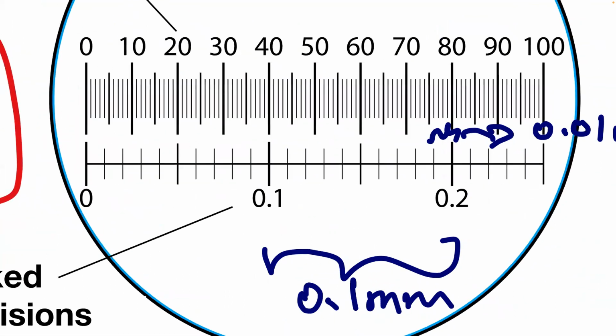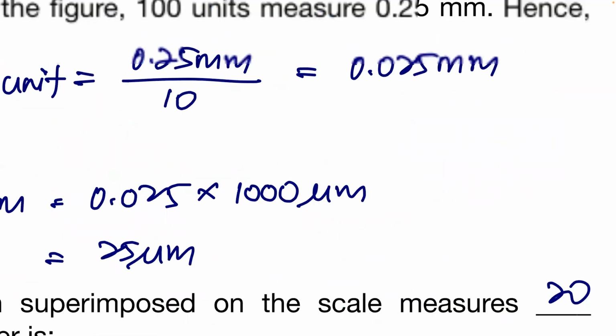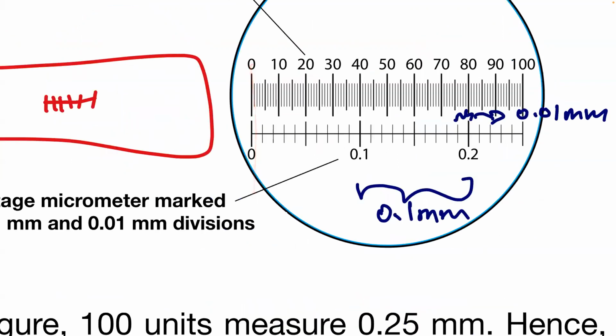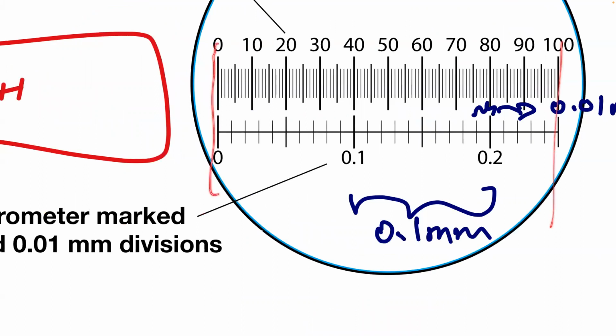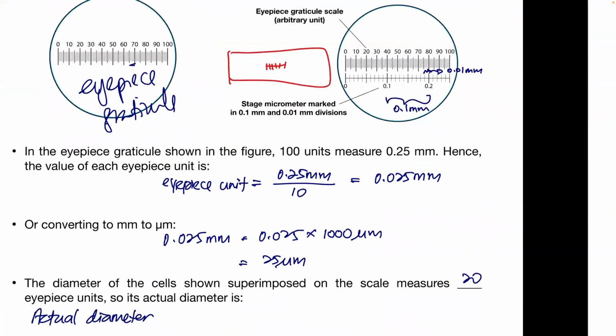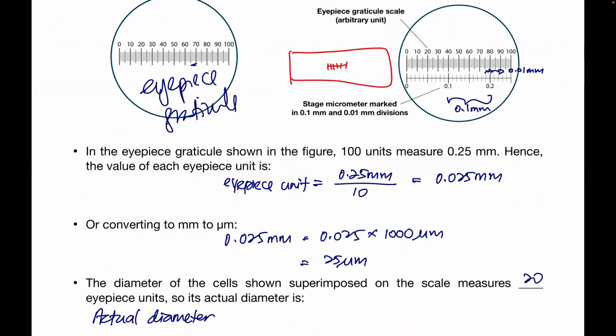In this case, we see there are 40 divisions on the eyepiece reticule, and that corresponds to 0.1 millimeter. Oh, hold on, am I right? So this is 100 units. Sometimes it is well aligned, but you can also just look at this part. For this one, we know that 100 units here correspond to 0.25 millimeter. So you can just do the maths. This is a measurement of one eyepiece unit, which is like 0.25 millimeter.